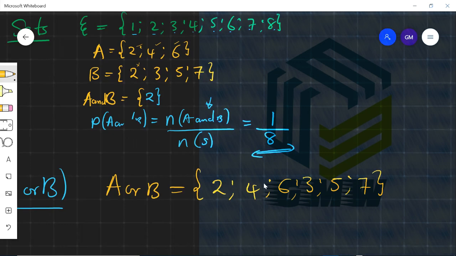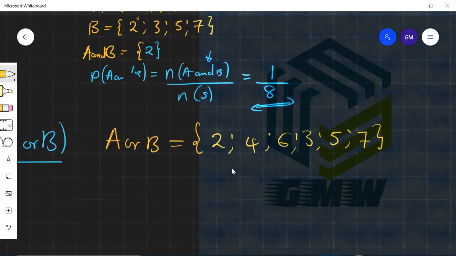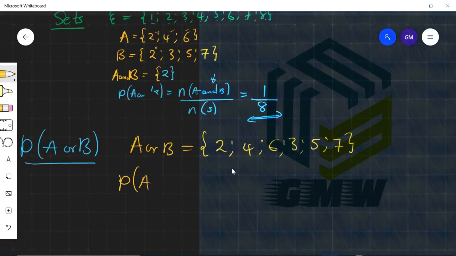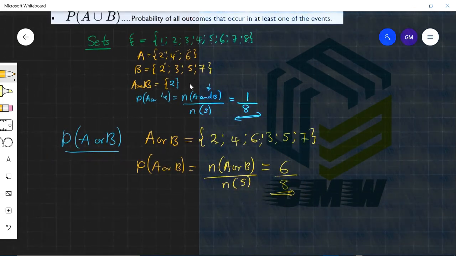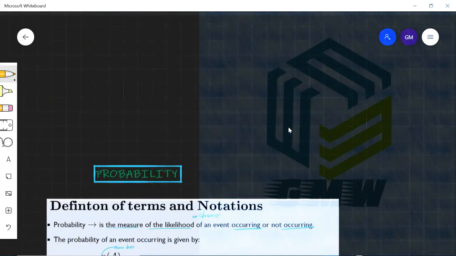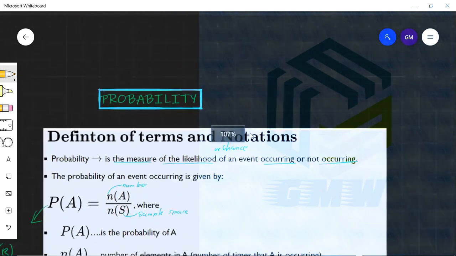So now, if I ask you for the probability of A or B, you're talking about the number of elements that are in A or B over the total number of elements available. So here you have 1, 2, 3, 4, 5, 6. So it is 6 over 8. Are you getting the picture? All right. So that is probability, the definition and the formula that we'll be using. I've just shown you how it works. Are we fine?